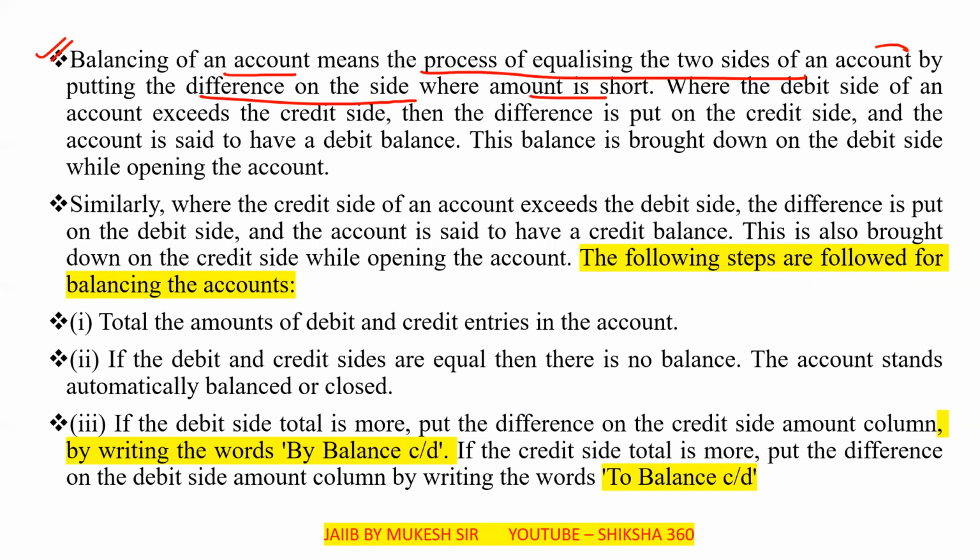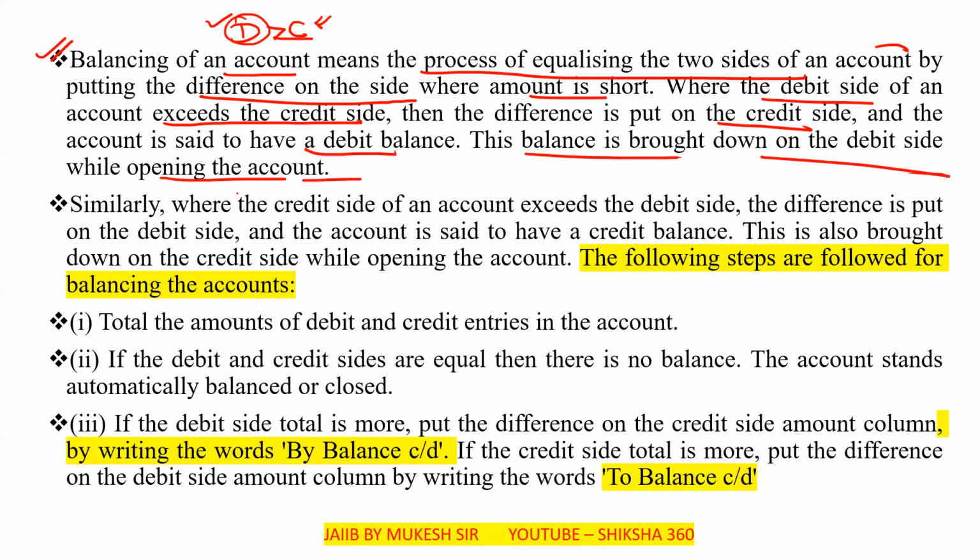When the debit side of an account exceeds the credit side, then the difference, since the debit is more, we have to put on the other side, that is the credit side. The account is said to have a debit balance if it is more. So this balance is to be brought down on the debit side while opening the account.